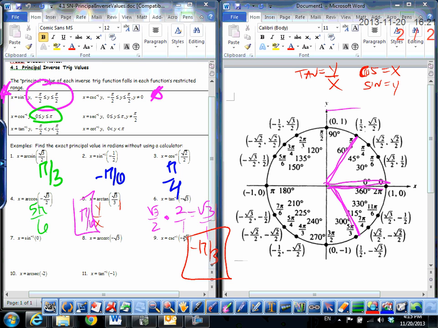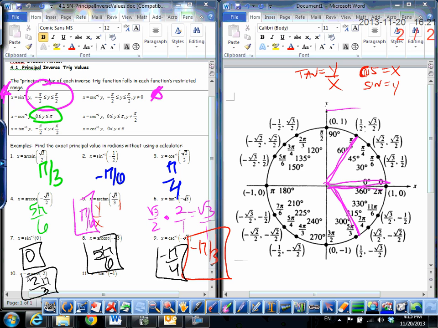All right. In class today, I had you do 7 through 11. So I'll go ahead and give you the answers. If you want to pause it at this moment so you can have some time to work on that, you can double check your work and all that. Number 7 is 0. Number 8 is 5 pi over 6. Number 9 is negative pi over 4. Number 10 is 2 pi over 3. And number 11 was negative pi over 4.